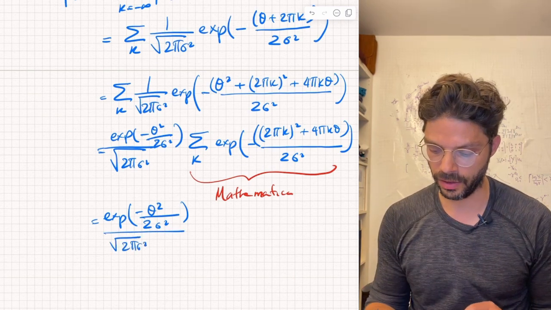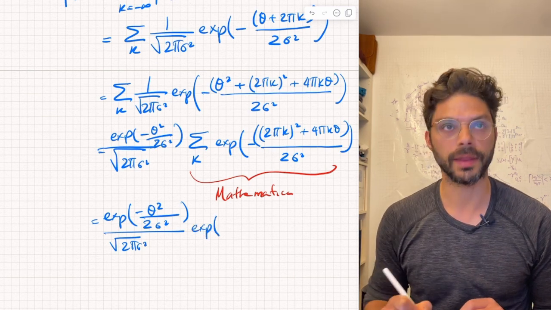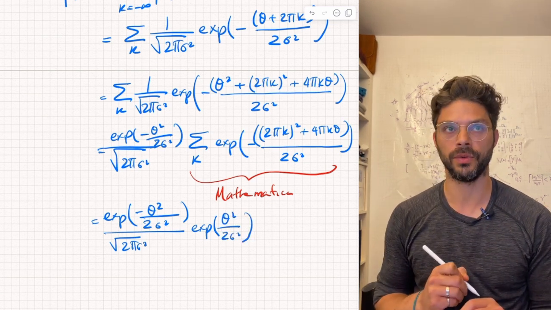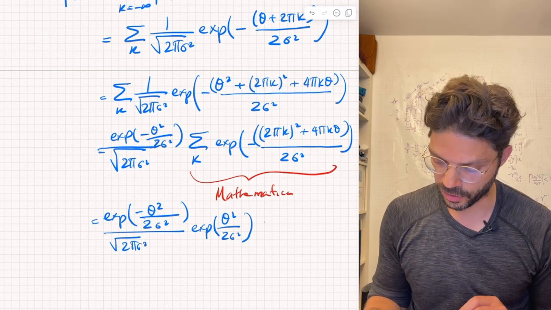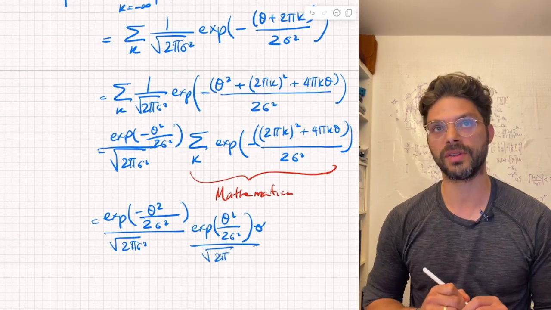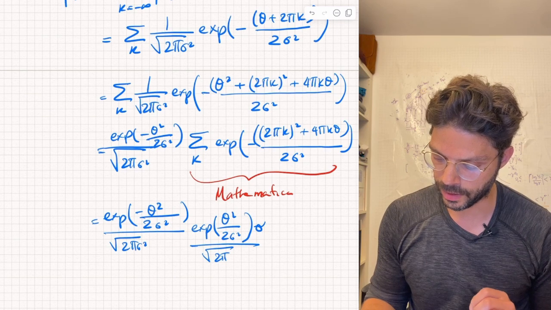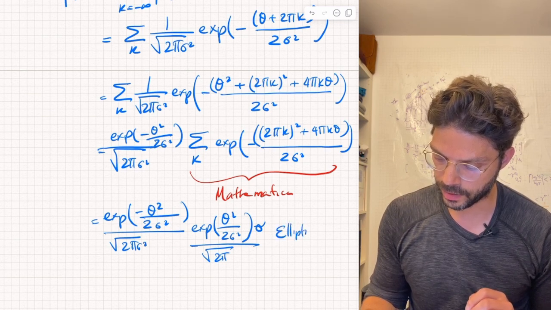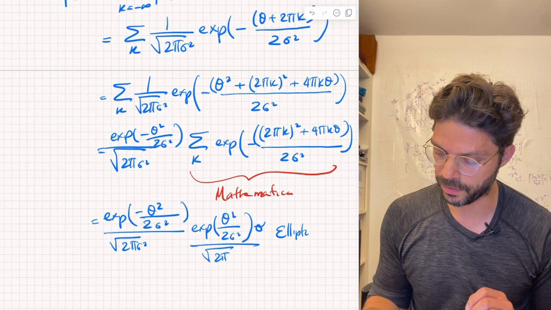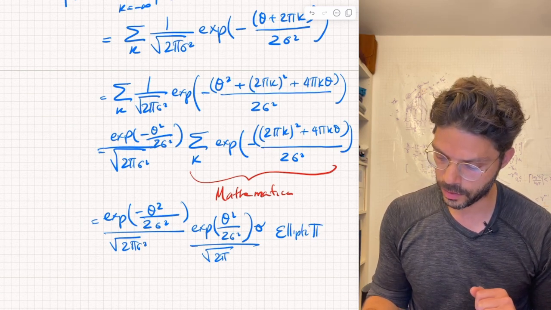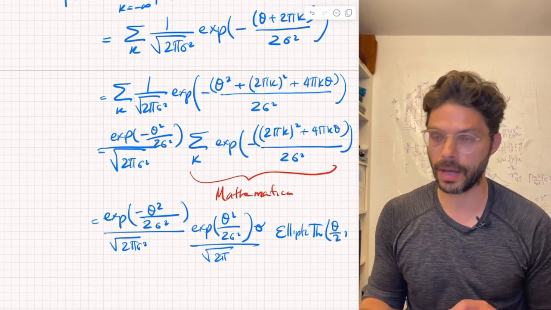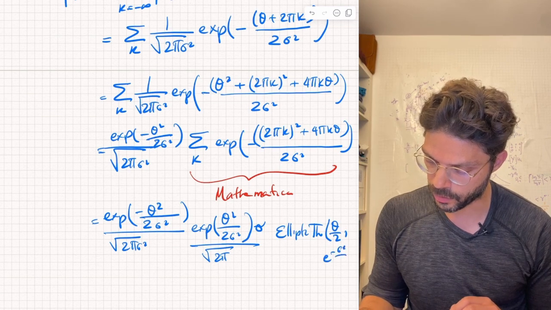And now Mathematica tells us that the result of that sum gives us e to the minus theta squared over 2 sigma squared. There's also a sigma term that shows up, and a factor of root 2 pi. And then there is this elliptic theta 3 function, and that theta is the theta function, so that's a different theta, of course, evaluated at theta over 2, and the other parameter is e to the minus sigma squared over 2.